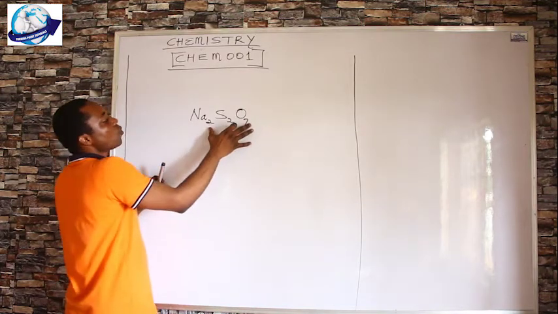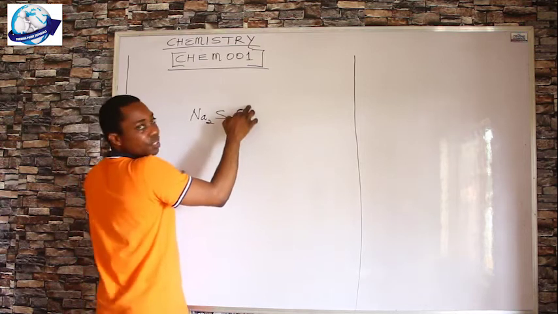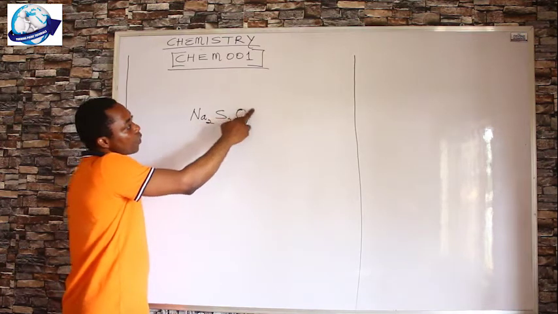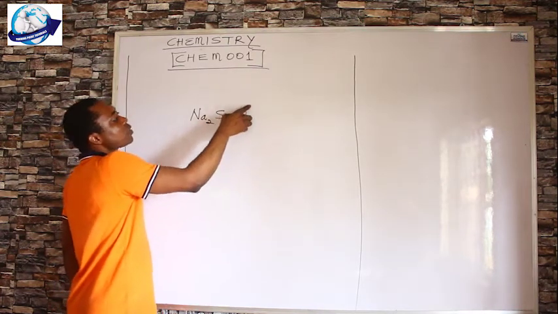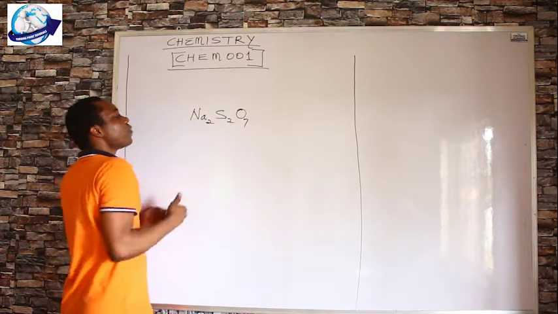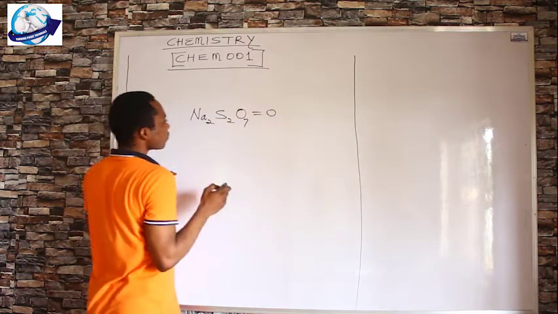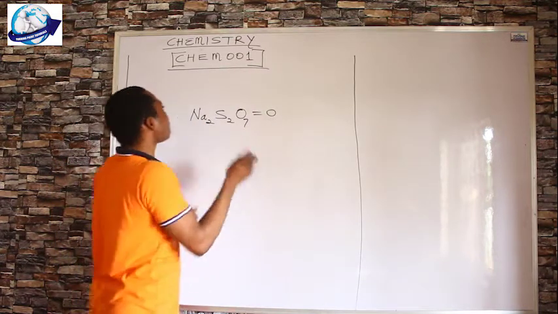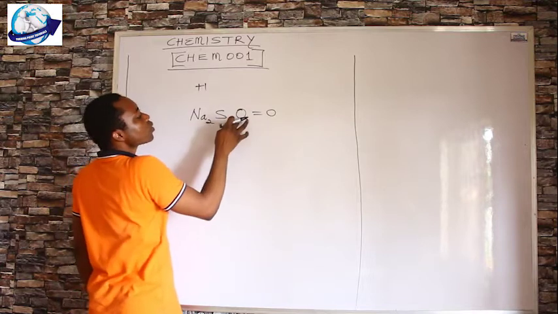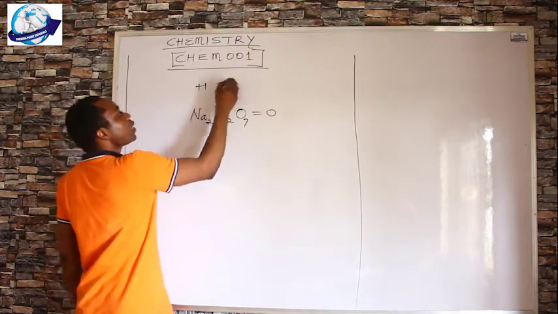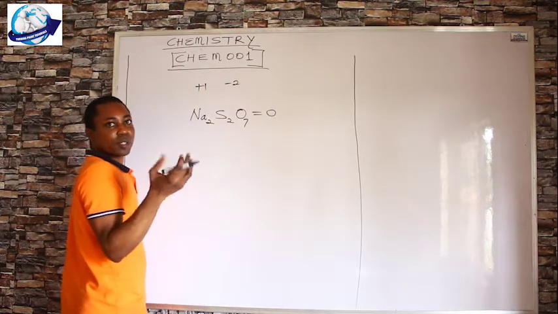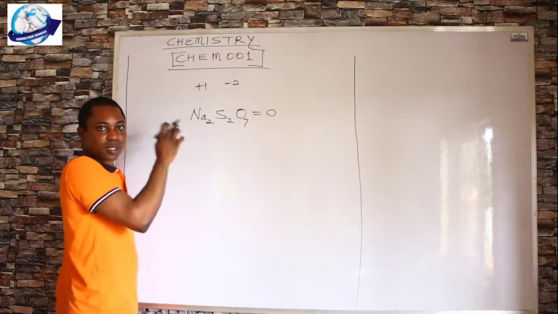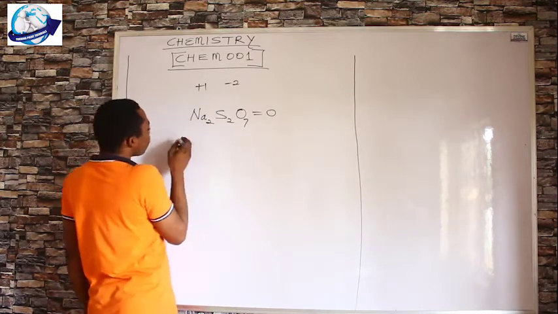In this compound, you know quite well that there is no charge. Since there is no charge, it simply means this compound is a neutral compound. Therefore, everything equals 0. And you know quite well that sodium in its combined state is always plus 1, and oxygen in its combined state is always minus 2. Then what you need to do right now is to work on this. You are looking for the oxidation number of sulfur. Then we go this way.